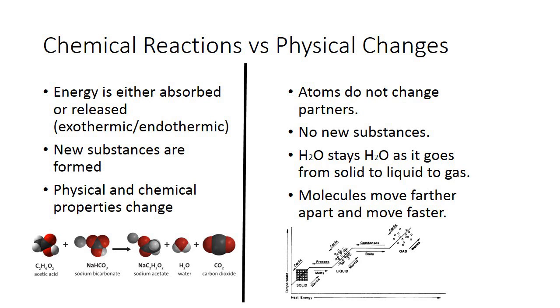That's the big difference between chemical changes. We're actually rearranging molecular bonds, whereas in a physical change, we're simply heating something up, making it move faster, move farther apart, become more disorganized, or cooling it down, making it more organized.